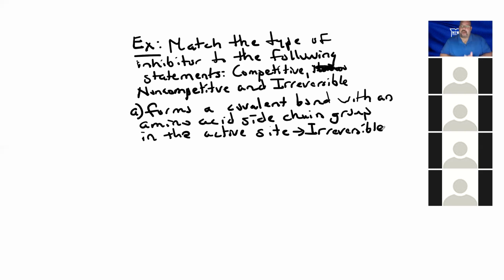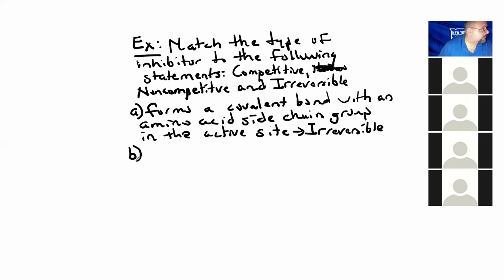Because covalent bonds, especially single bonds, are not easily broken. So when your inhibitor is actually able to form a covalent bond with the side chain group in the active site, that basically means the inhibitor is going to permanently occupy the active site. And therefore, this type of inhibition is what is known as irreversible inhibition.